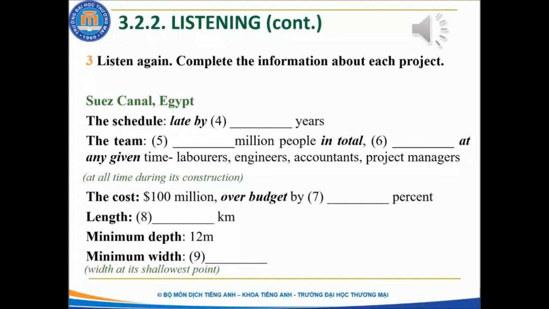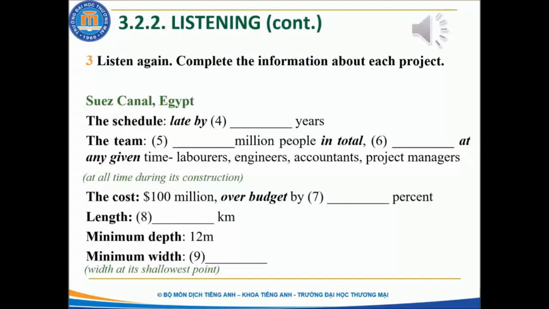1,900% over budget. The total cost was $100 million. But it is still one of the most important shipping routes in the world. With a length of about 190 kilometres, the canal makes the journey between the North Atlantic and the Indian Ocean much shorter than going around Africa. It reduces the trip by 7,000 kilometres, making the journey less difficult and time-consuming. At its shallowest point, the canal is about 12 metres deep and 55 metres wide.